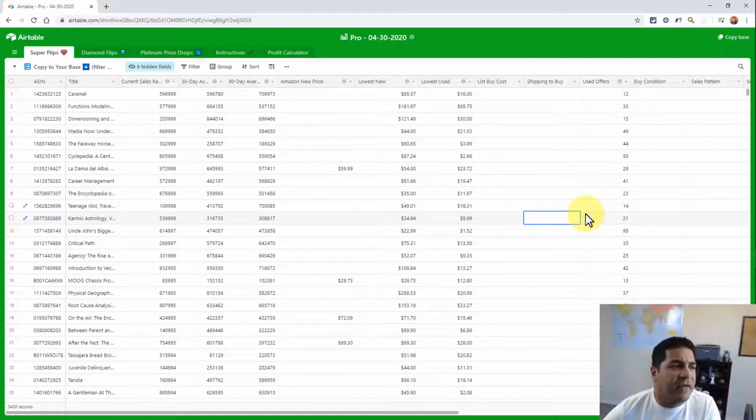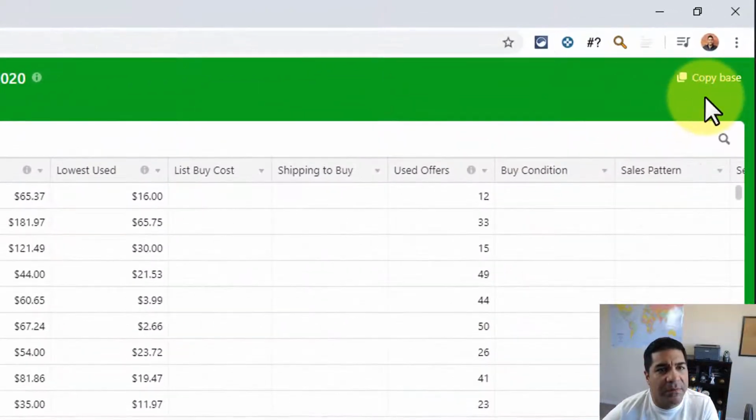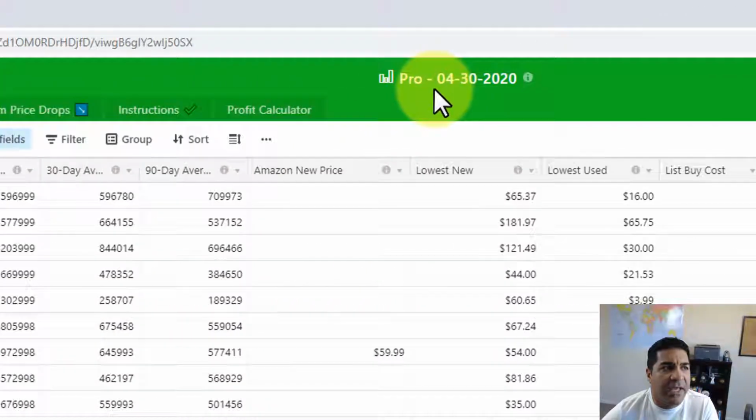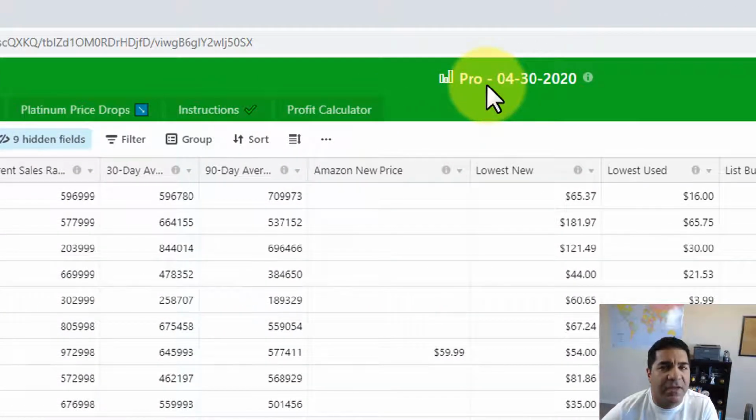All right, let's get into option number one. Now, first, to make sure you know that you are doing option number one, you are going to be up here where you see it says copy base, and you'll be looking at the base that you got an email from, and I'll have today's date on it.